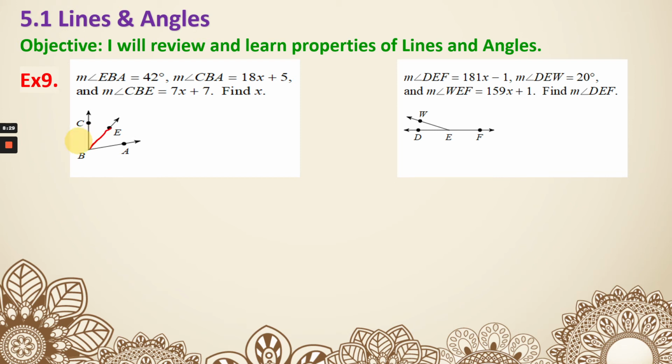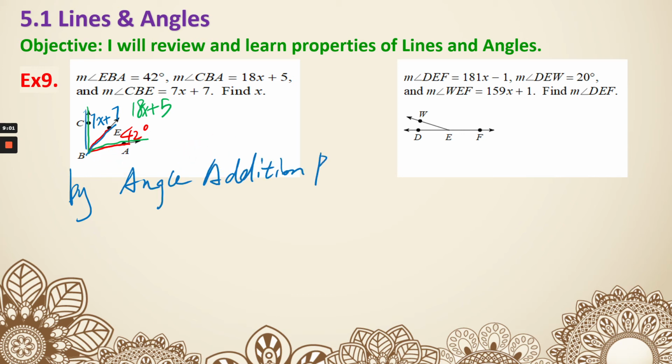So by the angle addition postulate, that means the smaller angles add together, so 7x plus 7 plus 42 is going to equal the larger part, which is 18x plus 5. Combine like terms first, 7 plus 42 equals 7x plus 49, equals 18x plus 5, minus 7x on both sides. And move the number to the other side, minus 5. So we got 44 equals 11x. So x equals 4.